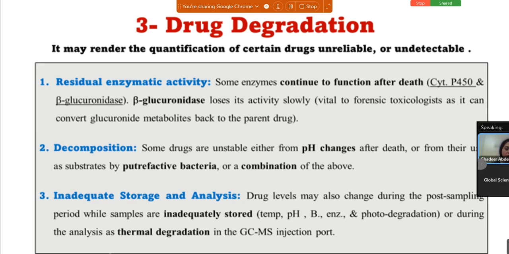The second mechanism is decomposition. Some drugs are unstable either from the pH changes after death or from their use as substrates by putrefactive bacteria, or a combination of the above. And inadequate storage and analysis may lead to drug degradation as well, as drug levels may also change during the post-sampling period while samples are inadequately stored, or during the analysis, for example thermal degradation in the GC-MS injection port.